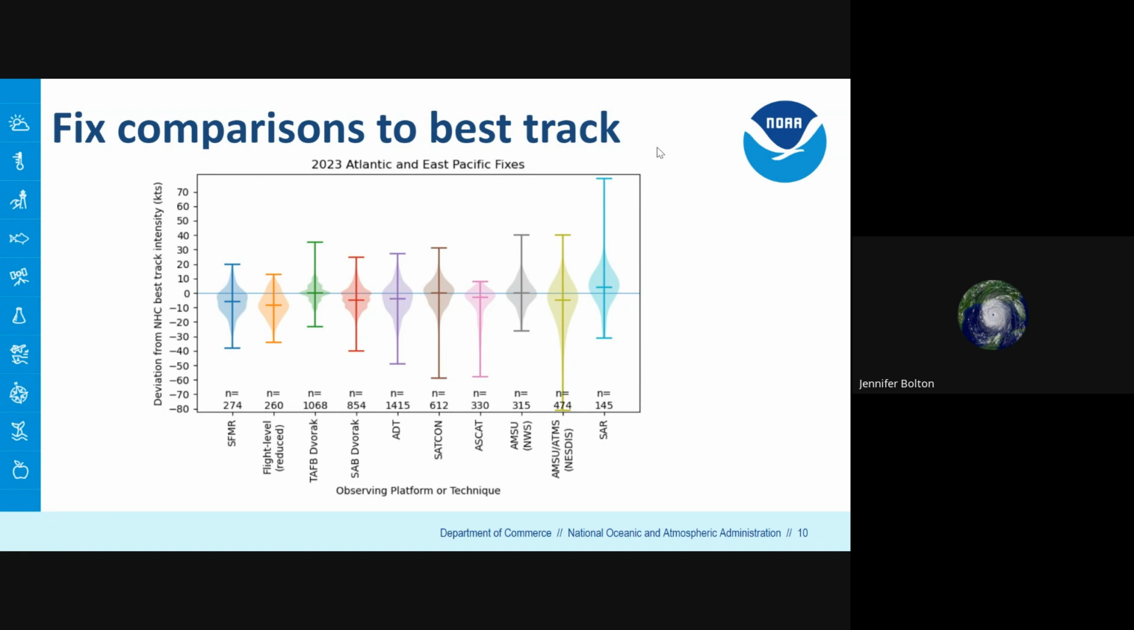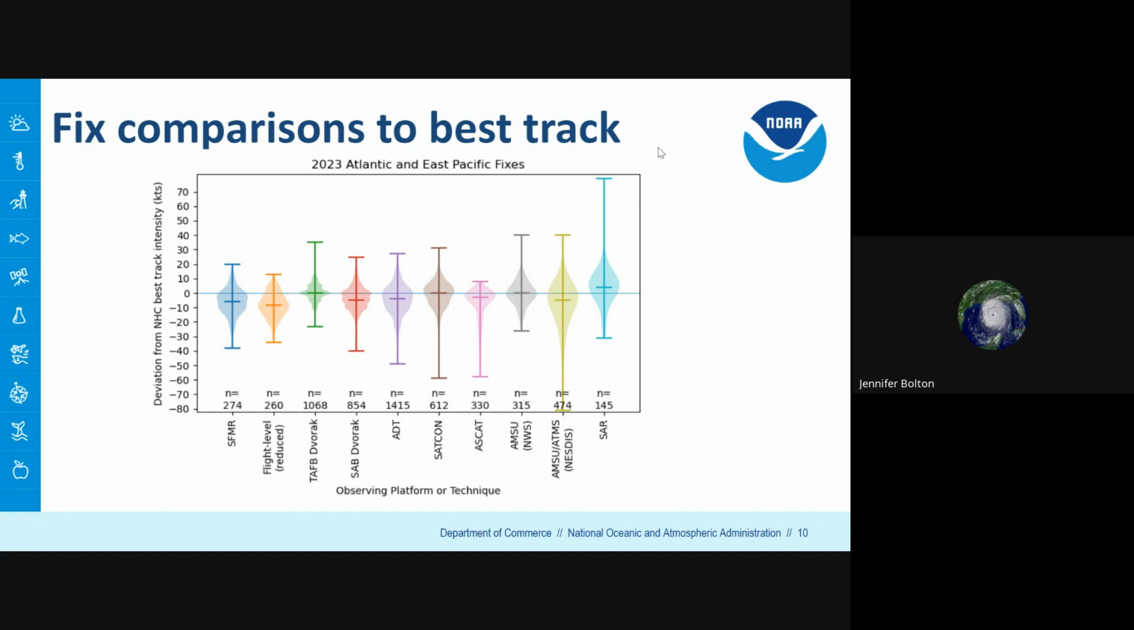The two on the left are the two aircraft, the SFMR and the flight level. They're a little lower than normal because some of the fixes are flight legs that don't necessarily capture the maximum wind speed. The satellite ones, Dvorak and ADT and SATCON, all seem to be relatively well centered around where we carry our best track positions. ASCAT has a little bit of a low bias, which shows up here because of how big the resolution of the ASCAT data is.